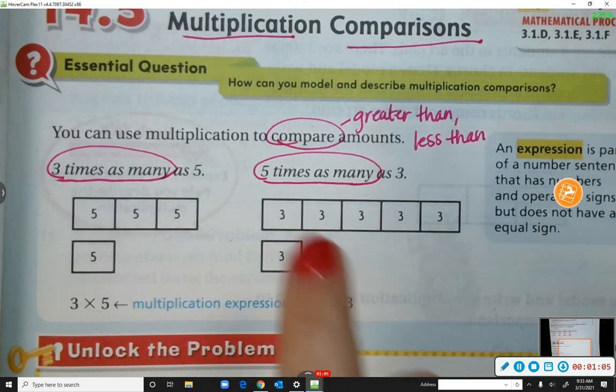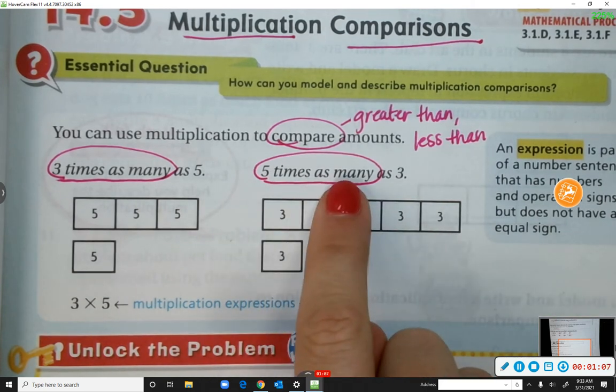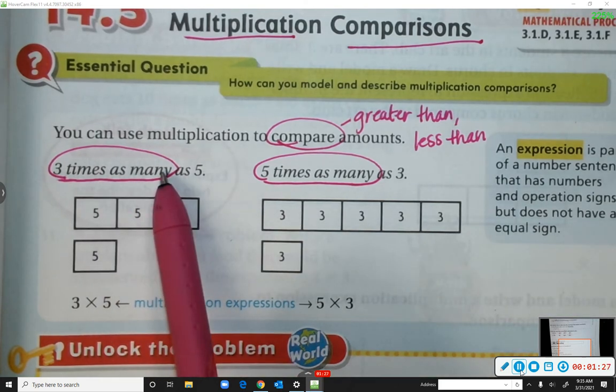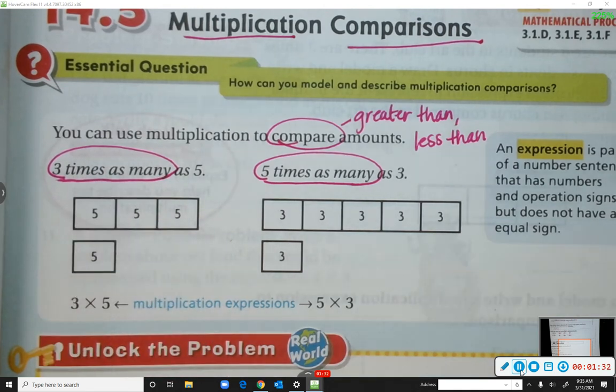So when you hear this word, times, what do you think of? Five times as many. What does that make you think of? Does it make you think of adding? Does it make you think of multiplying? So times as many means to do what? Multiply. So that key word right there should trigger in your brain, oh, I'm multiplying. This is a multiplication number sentence or multiplication problem, okay?